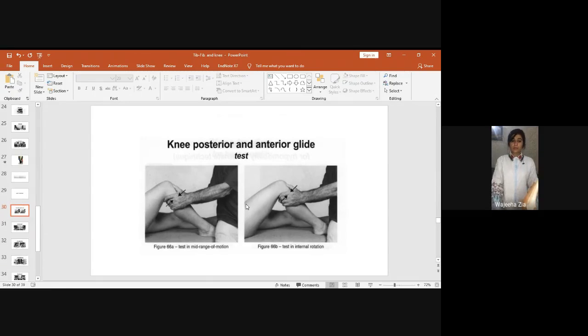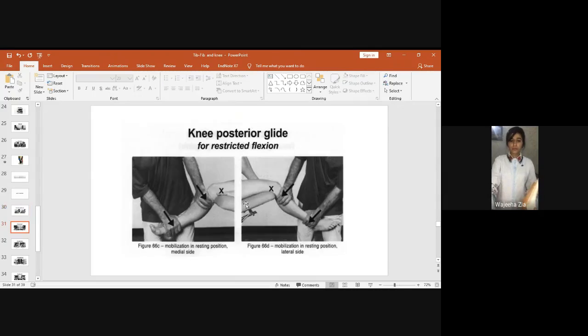Anterior posterior glide. Okay, the knee anterior posterior glide test. These tests are known as the anterior and posterior draw test. These are used to check the joint play. So first check the joint play, then go for the glide. This is the posterior glide at the knee.